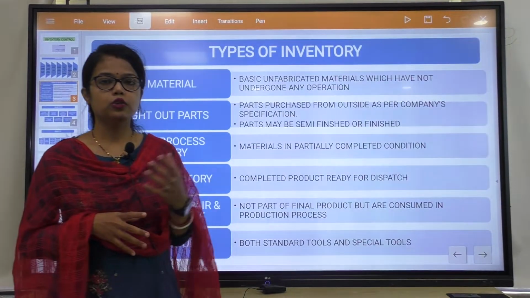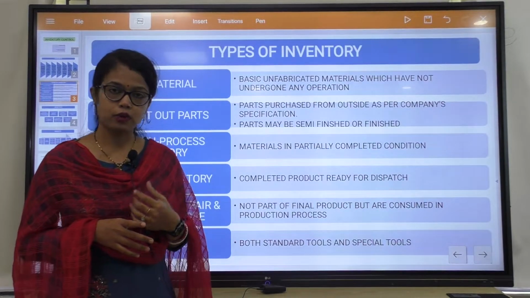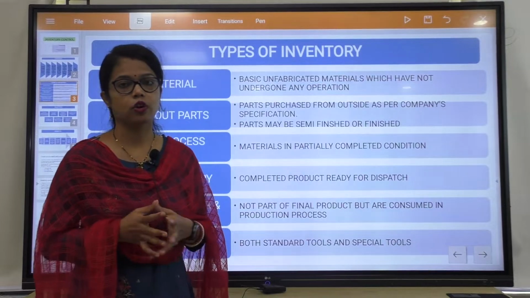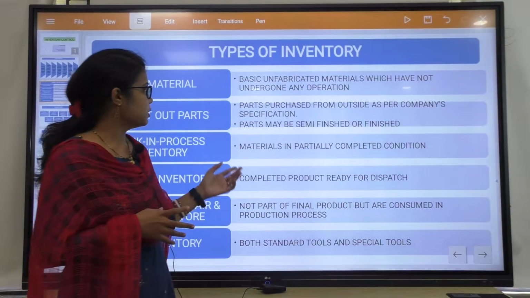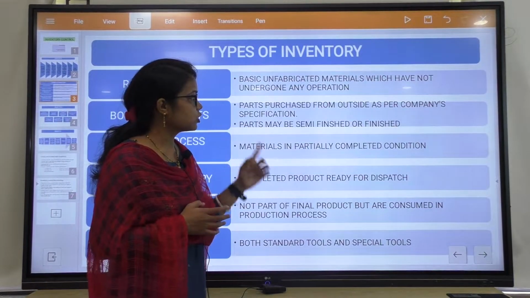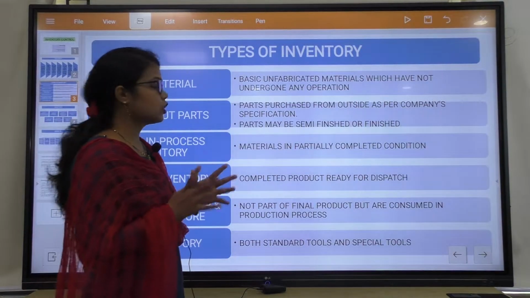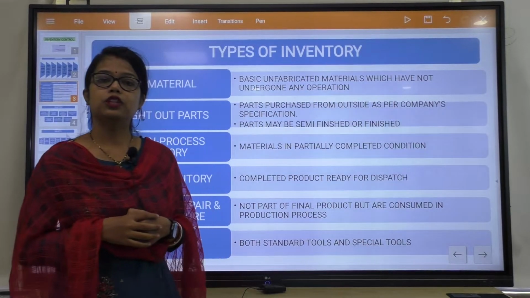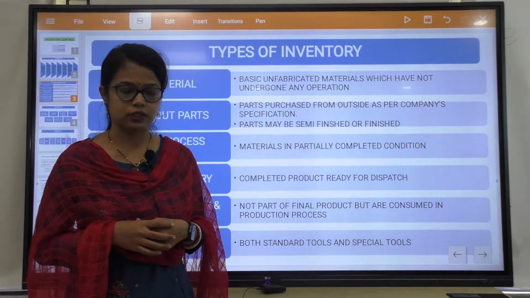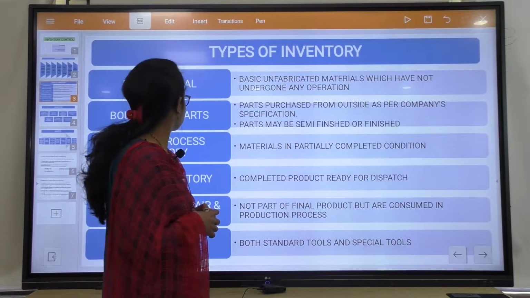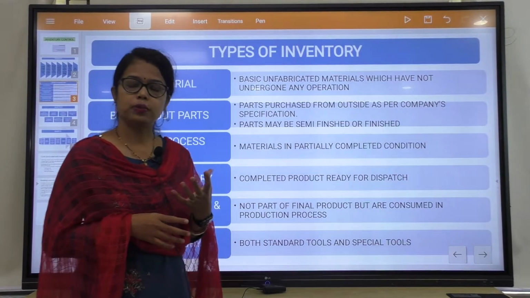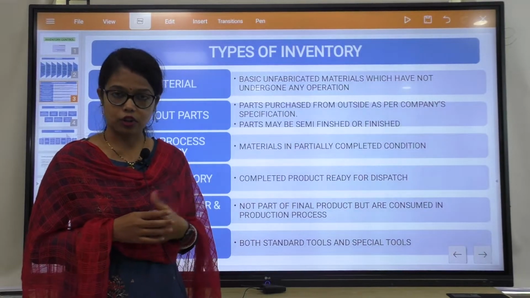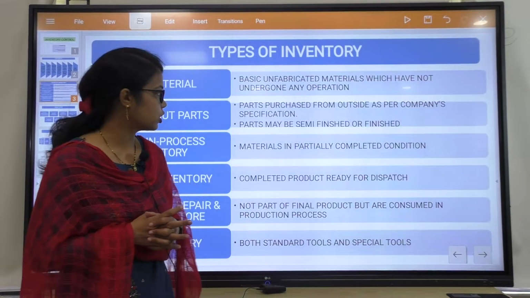Okay, and we do not manufacture those products in our own industries, but we are buying those products from other industries or from the market. Clear? That means the parts which are purchased from outside as per the company's specification or as per the requirement of the manufacturing process are called bought out parts. Those parts are bought from the market or from the outside to carry out the operation. That is why they are called bought out parts.